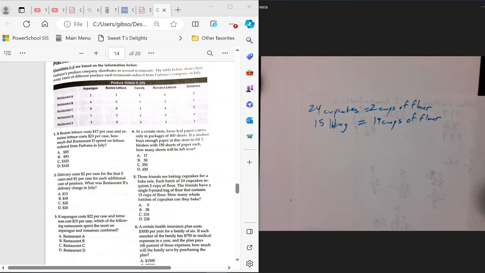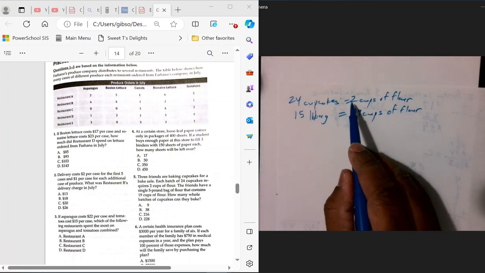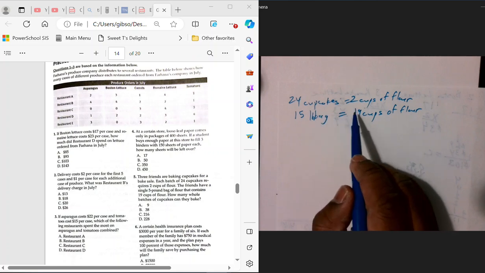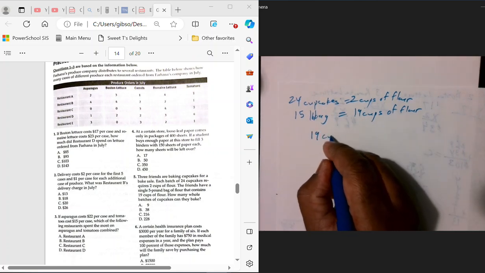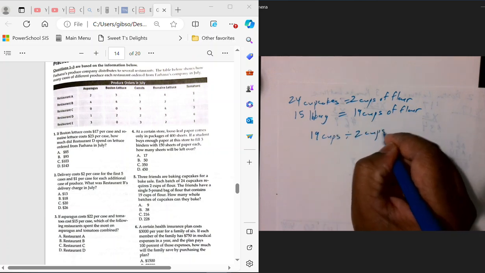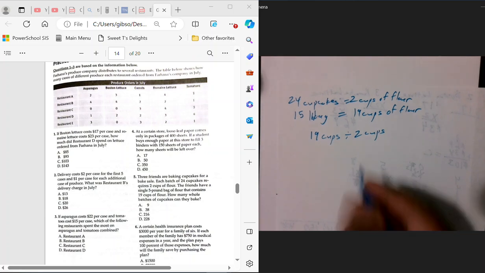So they want us to know how many whole batches of cupcakes can they bake. Now we only want the whole batches. We don't want partial batches here. So what we would do is this here. You get 2 cups for every 24 batch of cupcakes. So what we would have to do is take the 19 cups of flour we have and divide it by the 2 cups that we need to make a full batch of 24 cupcakes.